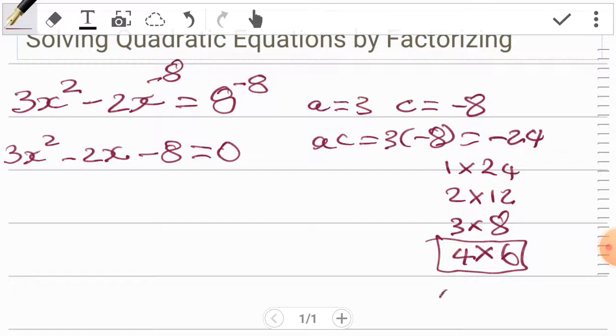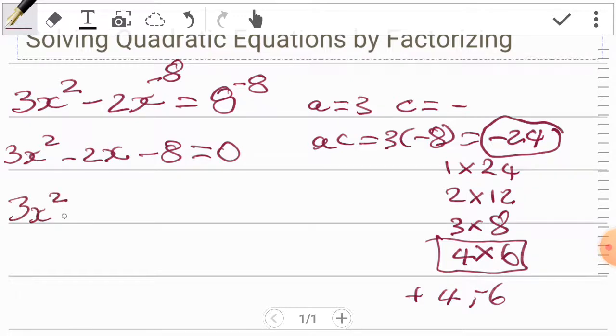Now remember, if your AC is negative, which is here, negative 24, then one of your factor pairs will be positive and one will be negative. Let the bigger one take any sign B has, and B is negative, so the 6 is going to be negative and the 4 is going to be positive. Now let's use them to get back our middle term. So we're looking at 3x squared plus 4x minus 6x minus 8, and this is all equal to 0.